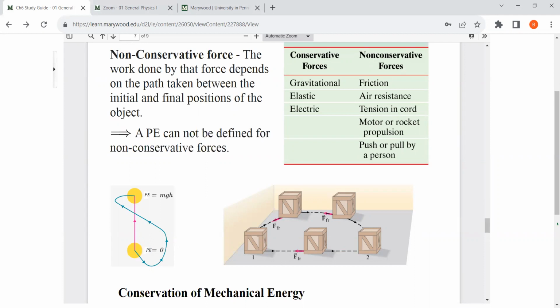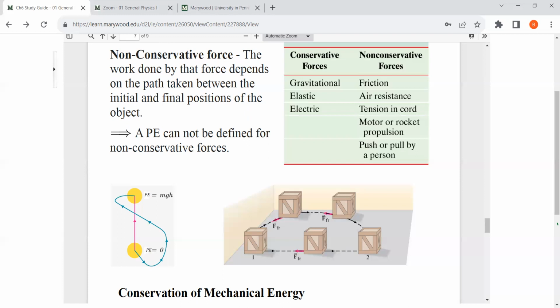I mean, we derive an equation for the gravitational potential energy, and also for the spring force. We derived an elastic potential energy. So gravitational force and the elastic force are the conservative force, and many other forces, for example, the friction, air resistance, tension, rocket propulsion, push or pull, all are the non-conservative force. Because for these forces, when you want to measure or determine the work done, it basically depends on the path.